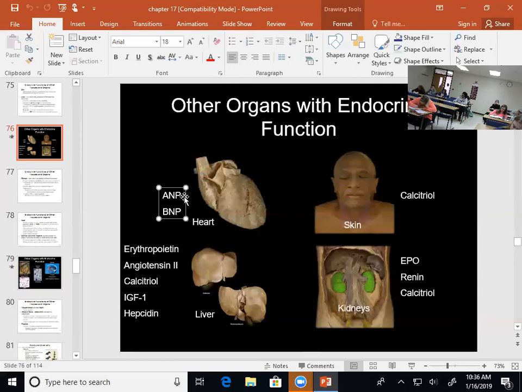Does this sound like targeting the kidneys to affect sodium and doing something to blood pressure? Sounds a lot like what other hormone? Aldosterone. Does everybody get that? That sounds a whole lot like aldosterone, but it's the opposite. It's doing the opposite of it. So where aldosterone is targeting the kidneys to pull sodium in and raise blood pressure, ANF is targeting the kidneys to lose sodium and lose blood volume and lower blood pressure.